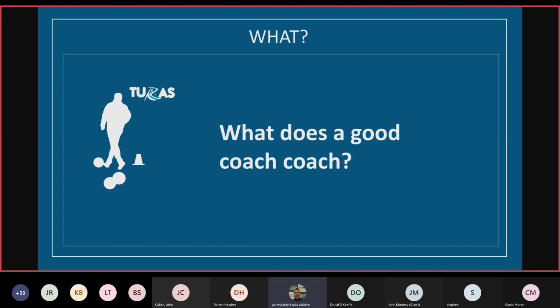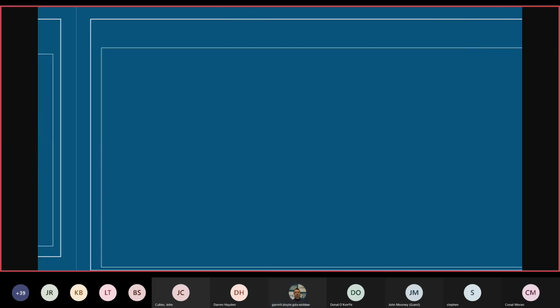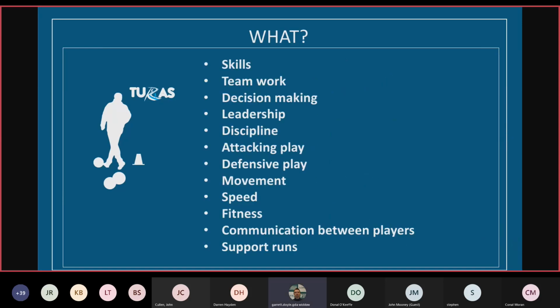So some answers we receive when we do this task are, you can coach the skills of the game. You can coach players to work as a team. You can coach decision making within players. You can coach leadership amongst players, discipline. You can coach attacking play, defensive play, movement, speed, fitness. You can coach communication between players, coach support runs. And I'm sure there's loads more. That's just a sample. But I'd be surprised if people didn't feel that those are things you could coach in a player.